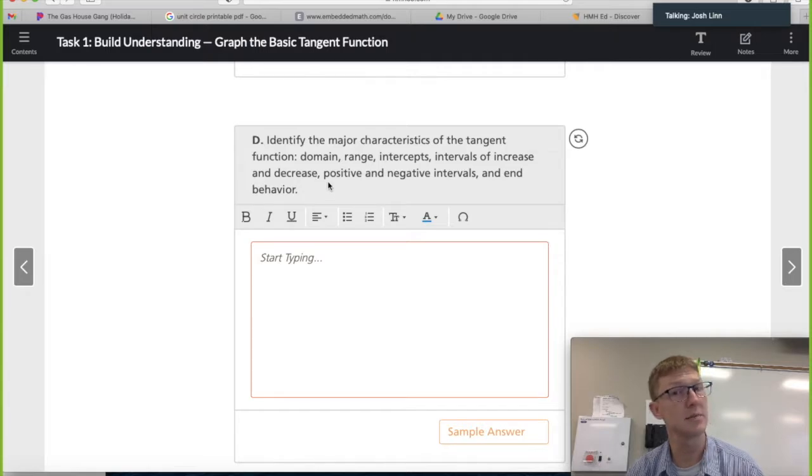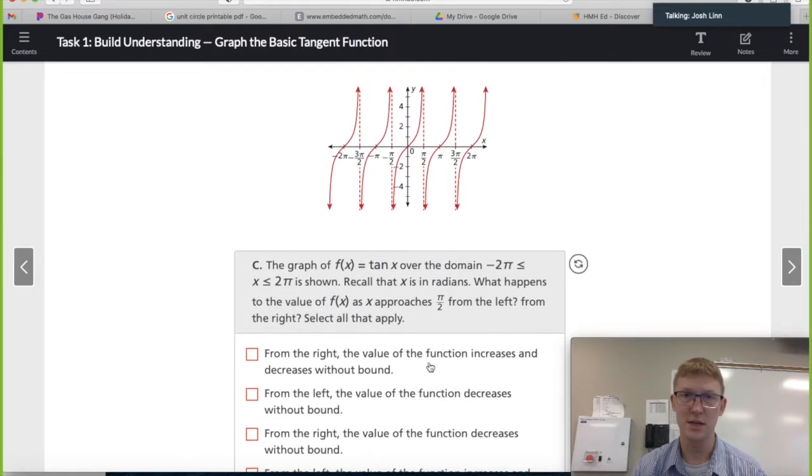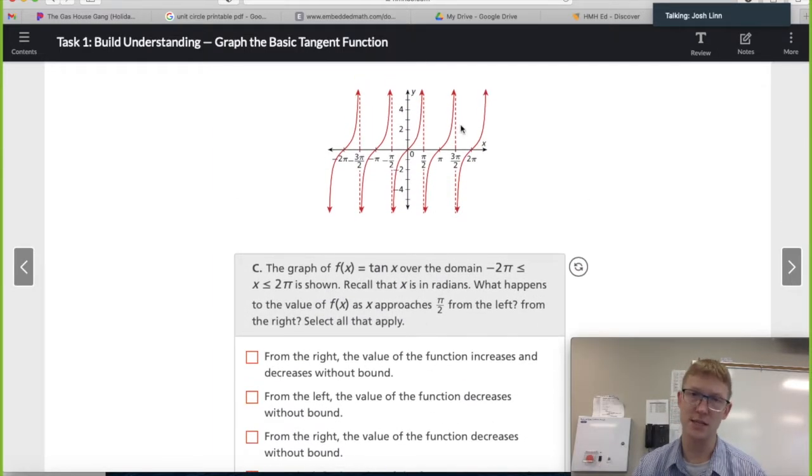Is it increasing or decreasing, positive or negative? It is always increasing. Look at it: as you move left to right, it's always going up. I mean, obviously there's an asymptote, but it's always going up. So it's never decreasing, and it's negative and positive.